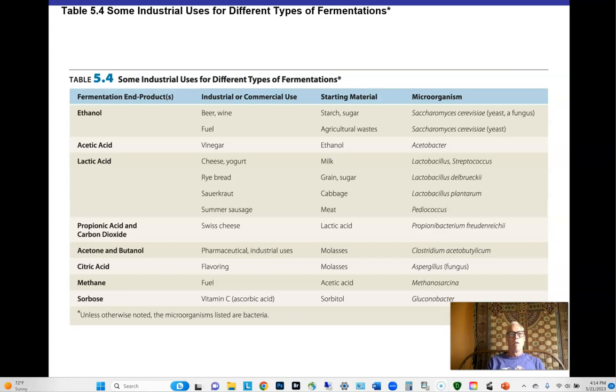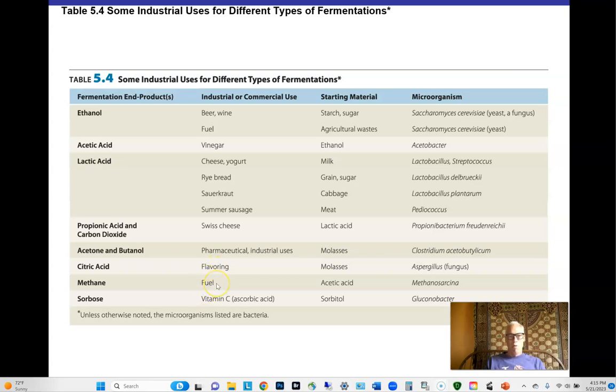Acetic acid, vinegar, right? You go to the store and buy yourself a nice bottle of vinegar for various uses. How is it produced? Fermentation reactions. Lactic acid, certain cheeses and yogurt, sauerkraut, summer sausage, all these familiar food products are the fermentation products containing lactic acid. Swiss cheese, propionic acid and carbon dioxide are producing the large hollow spaces in the Swiss cheese. And a whole bunch of different products. Citric acid, flavoring.